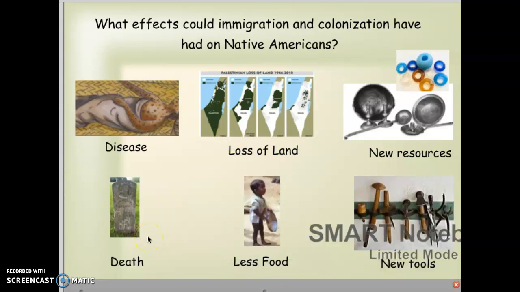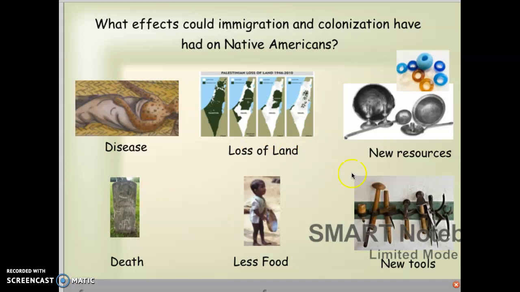Death. Unfortunately, a lot of the immigration and colonization resulted in war and fighting. So many of the Lenape, as well as your Native American tribes, probably lost a lot of their people. Remember, most of them just had knives, bows, and arrows, whereas the immigrants brought with them guns. This meant less food. The Native Americans now had to share the animals they were hunting. They also had to share their lands that they were farming on and the roots of the plants that they were gathering and eating. So overall, there was less food for the whole tribe, which again could have resulted in starvation and death.